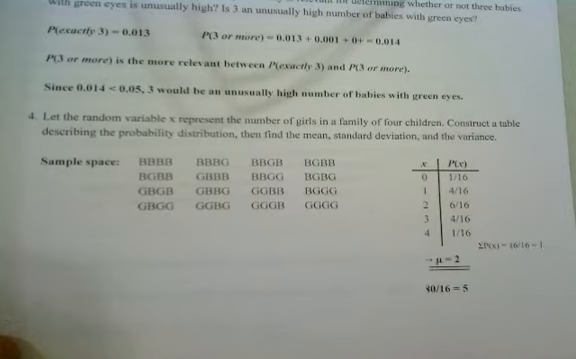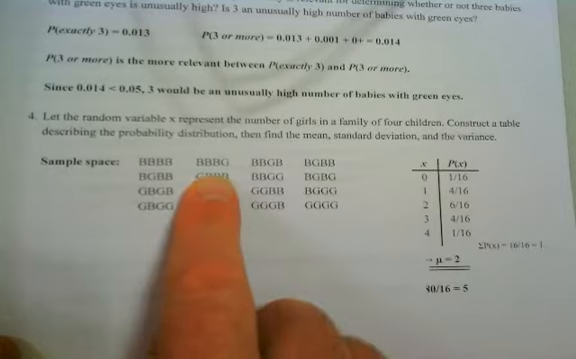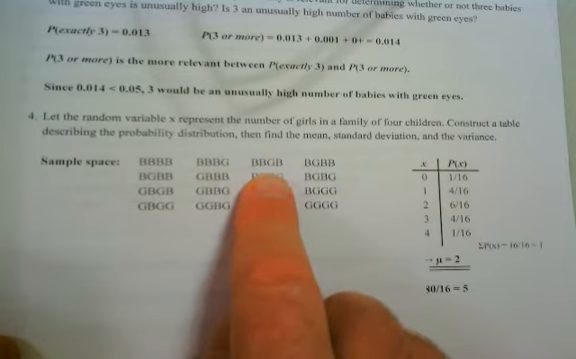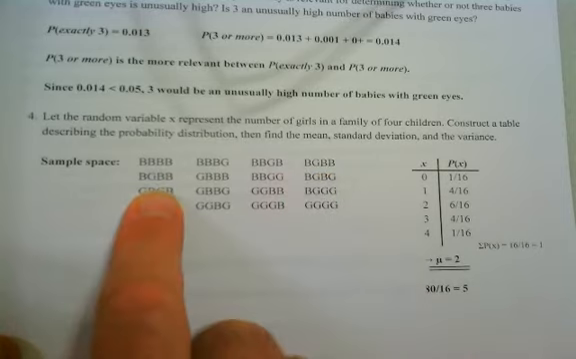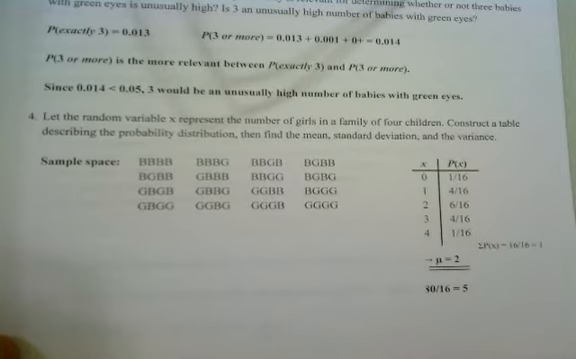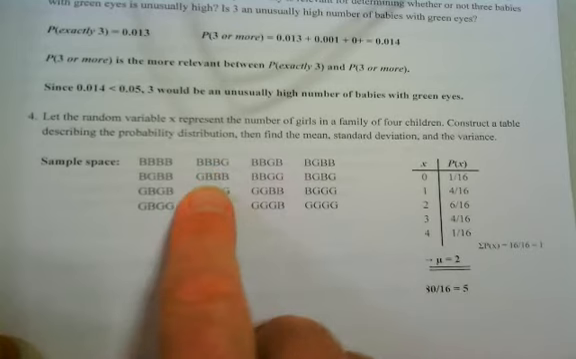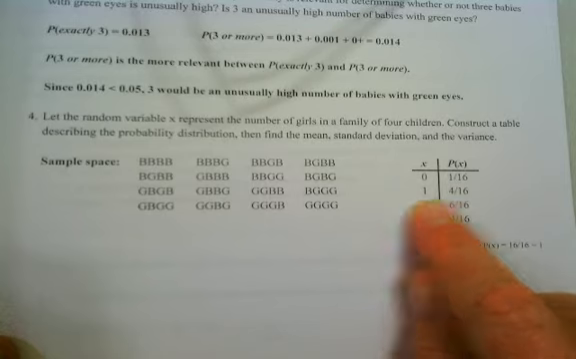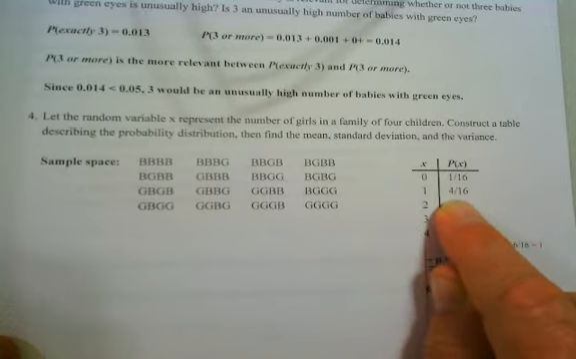I am using an order matters for the different outcomes. In other words, this one was the 4th child was a girl. This one was the 3rd child was the girl. The 2nd child was the girl, and then here was the 1st child was the girl. So that's a different place. That's a different potential outcome. There are 4 of them that had 1 girl. So 1, that's the outcome. There were 4 out of the 16.